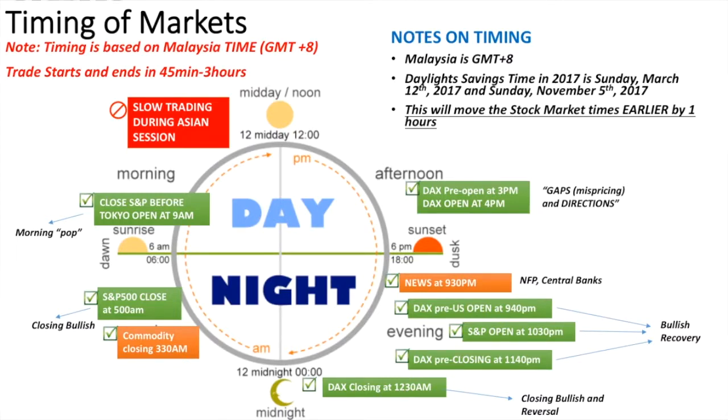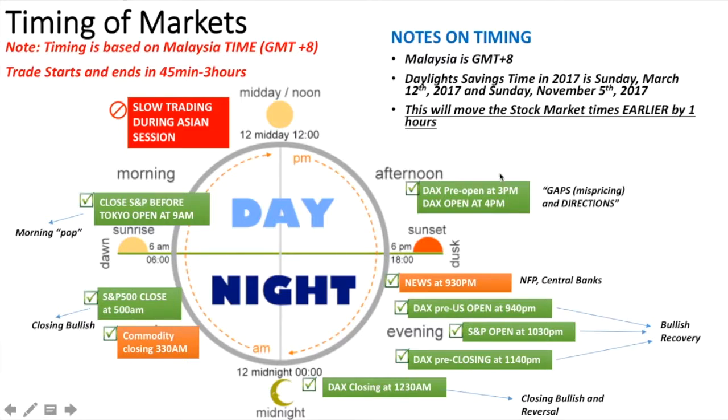I'm in Malaysia, so it's GMT +8. In Malaysia, at least, you know that the markets in Tokyo open at 9 a.m. There's usually slow trading during the Asian session. This is the Asian session, at least until 4 to 5 p.m. in Asia. And in the afternoon, the European markets start to open. You have the DAX, which is the German index. So you have the DAX pre-open at 3 p.m. At 4 p.m., the German index, the DAX, and also the FTSE in London open. These are the London and German markets.